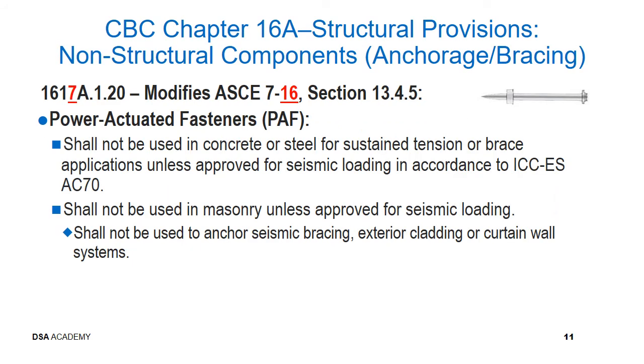Power actuated fasteners, PAF, should not be used in concrete or steel for sustained tension or as brace application unless approved for seismic loading in accordance with ICC-ES AC70. Should not be used in masonry unless approved for seismic loading. Should not be used to anchor seismic bracing, exterior cladding, or curtain wall system.